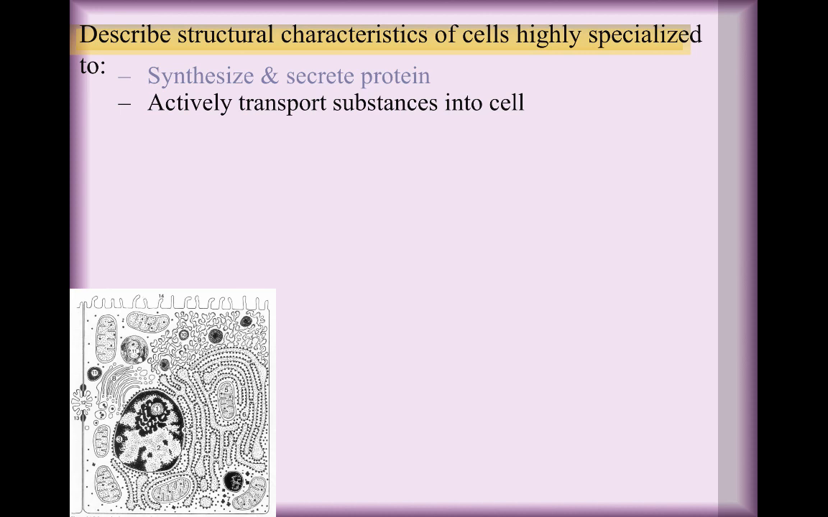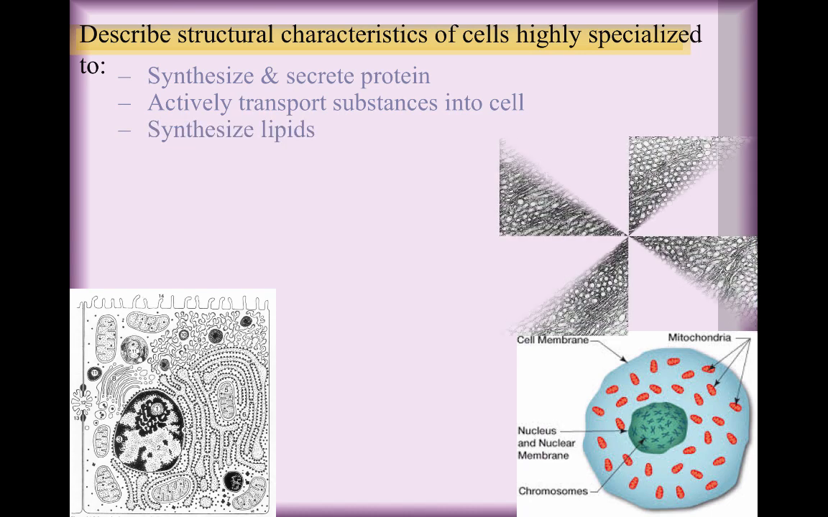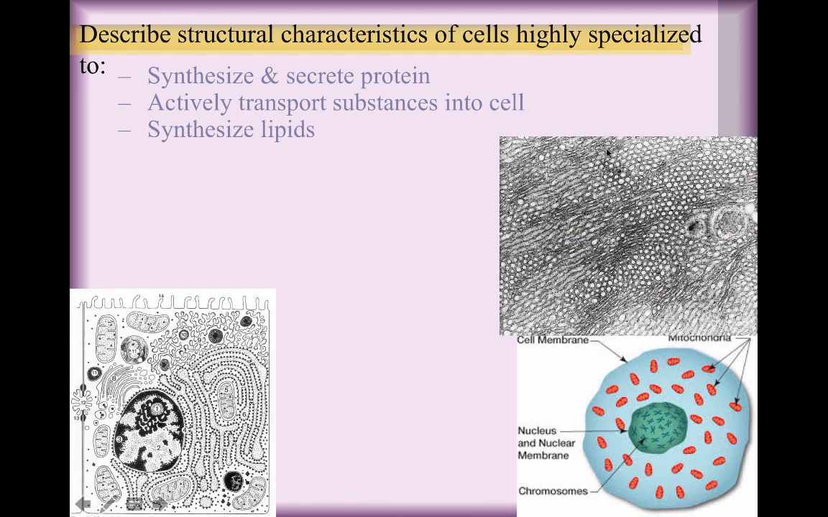What would you expect to find in a cell that specializes in actively transporting substances into a cell? And your hint here is the term active. And so if you said you'd expect to find a lot of mitochondria because we need ATP to support the transport work being done, then you're correct. What about a cell that's specialized to synthesize lipids? Well, you'd expect to find a lot of smooth endoplasmic reticulum.